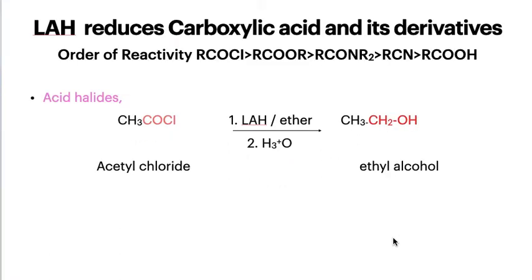Another example: lithium aluminum hydride reduces carboxylic acids and their derivatives. The order of reactivity is: acid chloride is more reactive than ester, which is more reactive than amide, which is more reactive than nitrile, which is more reactive than acids. Let us see one by one. Acyl halides, that is acetyl chloride, CH3COCl. On reduction with lithium aluminum hydride, it forms ethyl alcohol, CH3CH2OH.